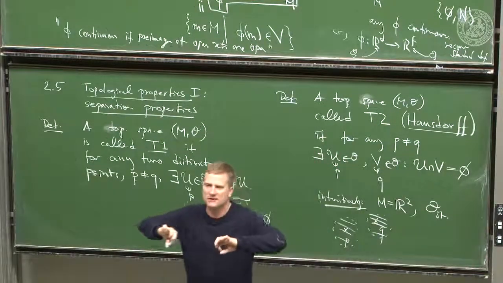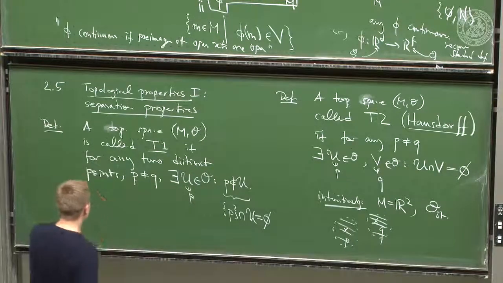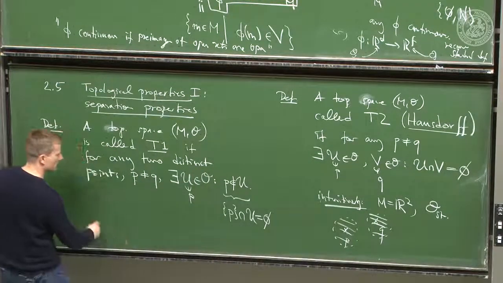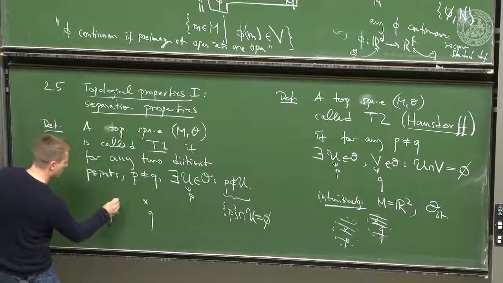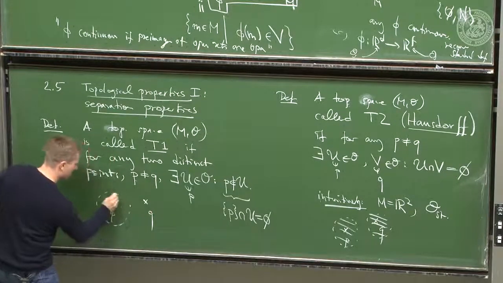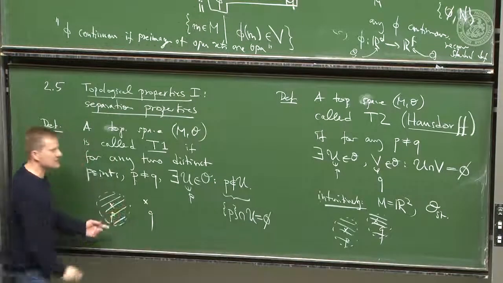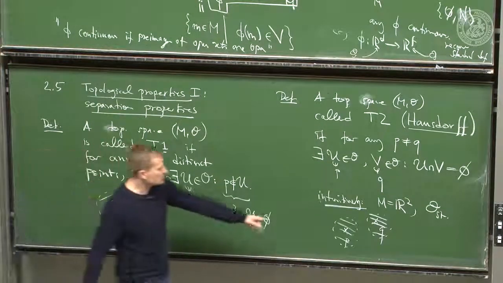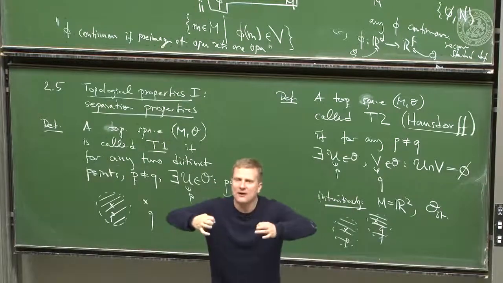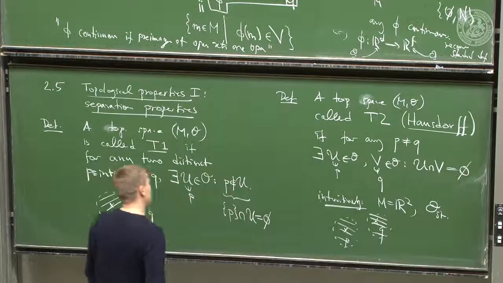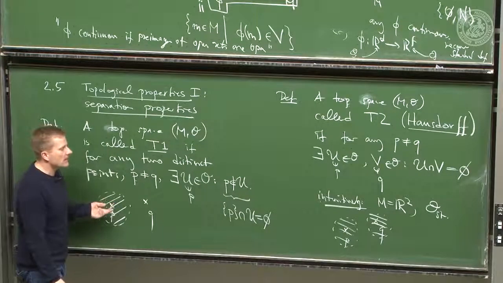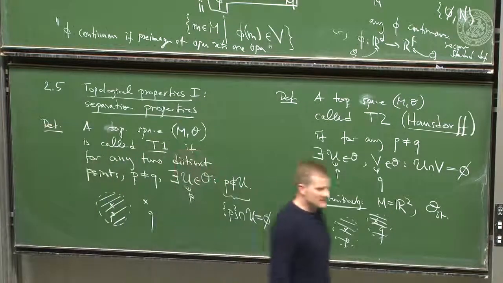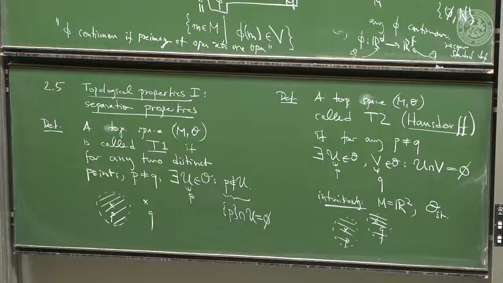It's a separation axiom. Now, the T1 property is for any two distinct points P and Q, you always find an open set around P such that Q doesn't lie in there. You see, this is weaker. Here for T2 you need two clouds, two open neighborhoods, one around each point. Here you need only one, such that the other point doesn't lie in there. And there are examples for sets that are T1 but not T2 and so on.